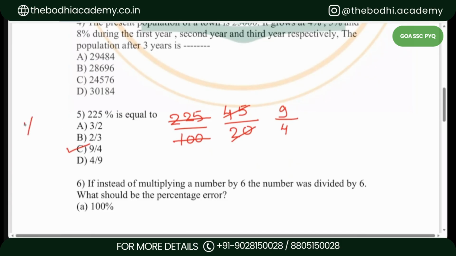Similarly, second question, 225%. As I told, percentage means 1 upon 100. So 225% means 225 upon 100. So you cut it with 5: 5 twos are 10, 5 zeros are 0, 5 fours are 20, 5 fives are 25. So when you cut it, the answer becomes 9 by 4. This is what is meant by percentage. Percentage means 1 upon 100.